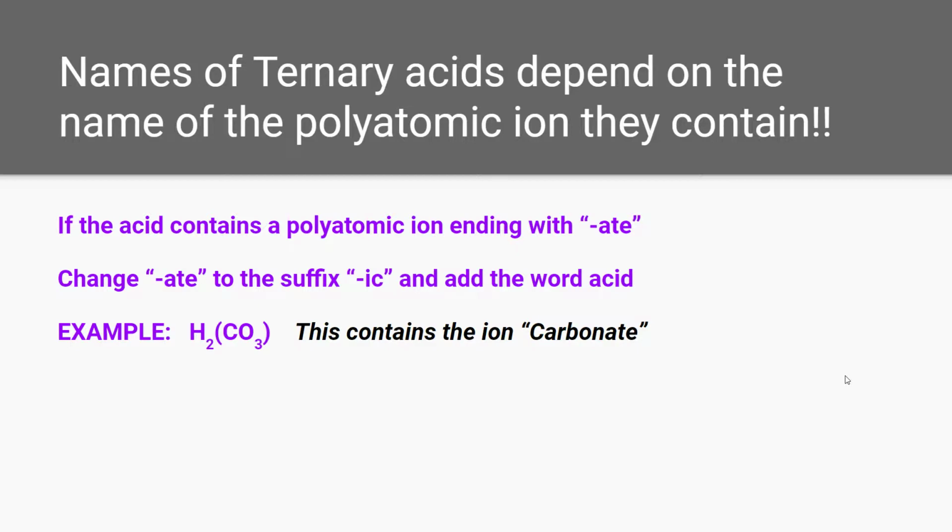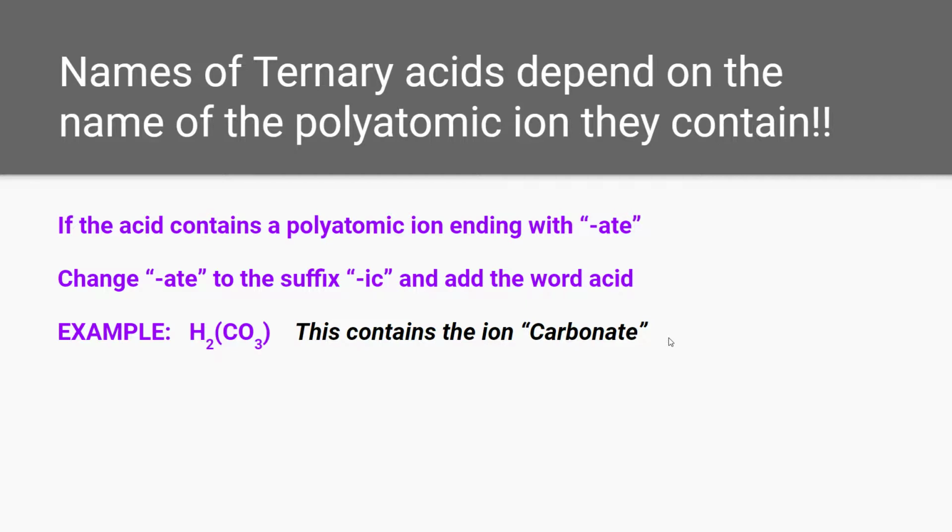If your polyatomic ion does not end with the letters ITE, but rather with ATE, you're going to make the following change. You would change the ATE suffix to the suffix IC and then add the word acid. So the example given here is the formula H2(CO3). This particular acid contains the polyatomic ion carbonate.